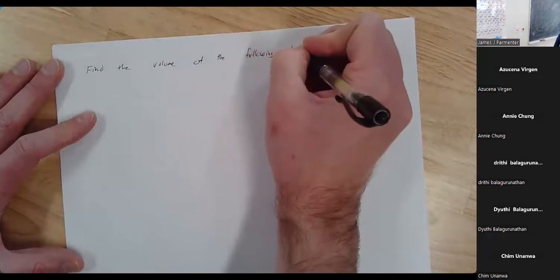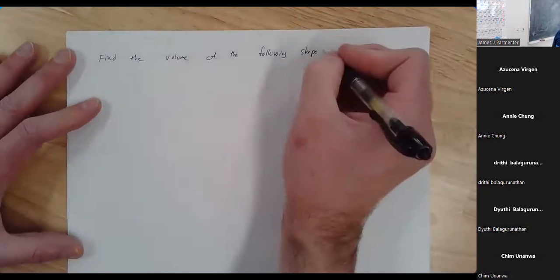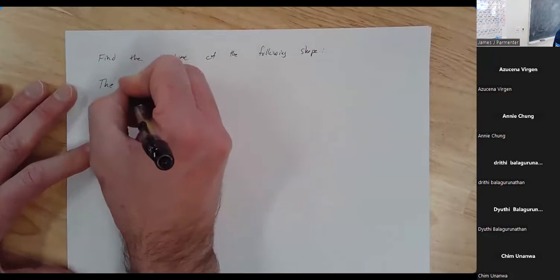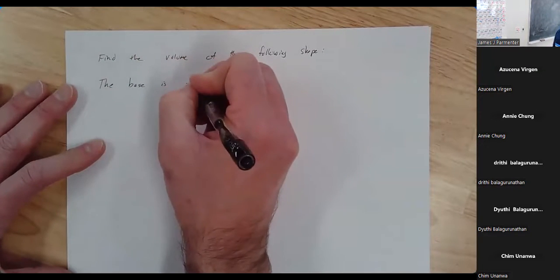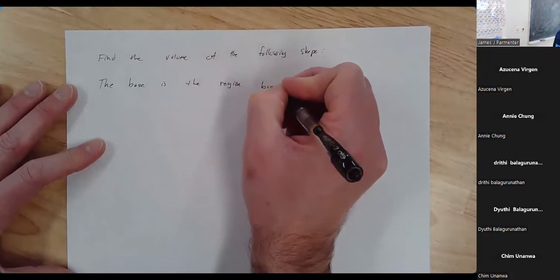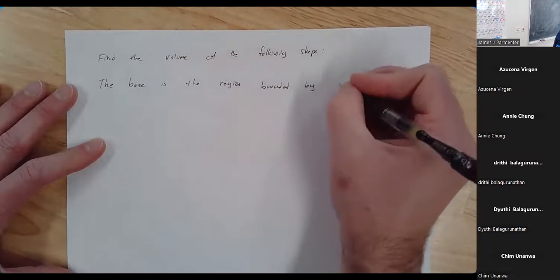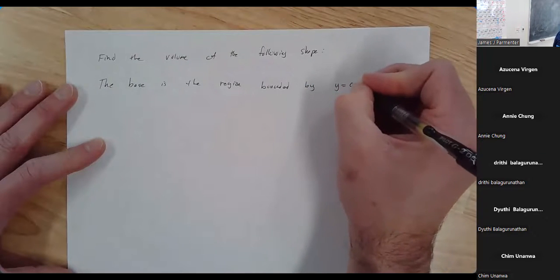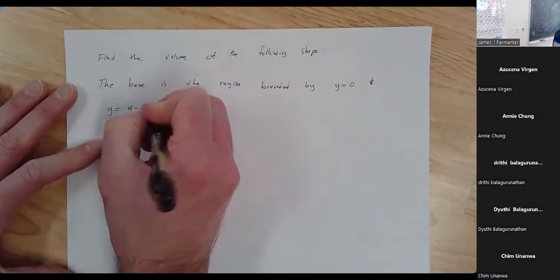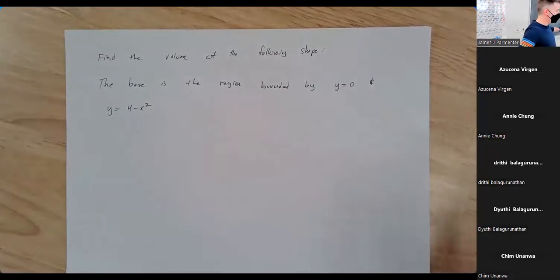And I found that the easiest way to describe this is by talking about the base and then what the cross sections look like. So the base is the region bounded by the x-axis and the parabola y equals 4 minus x squared. So that's the base. That's what we should be thinking of, sitting in the xy plane, kind of on the floor. And the stuff's gonna pop out of it.